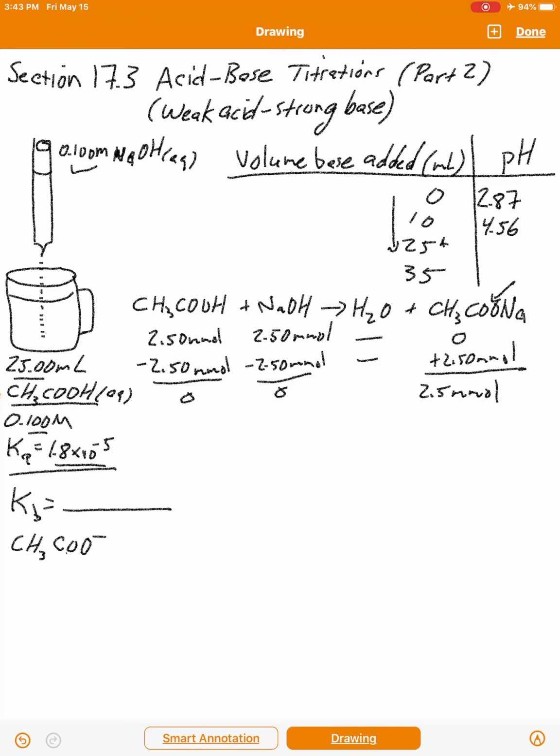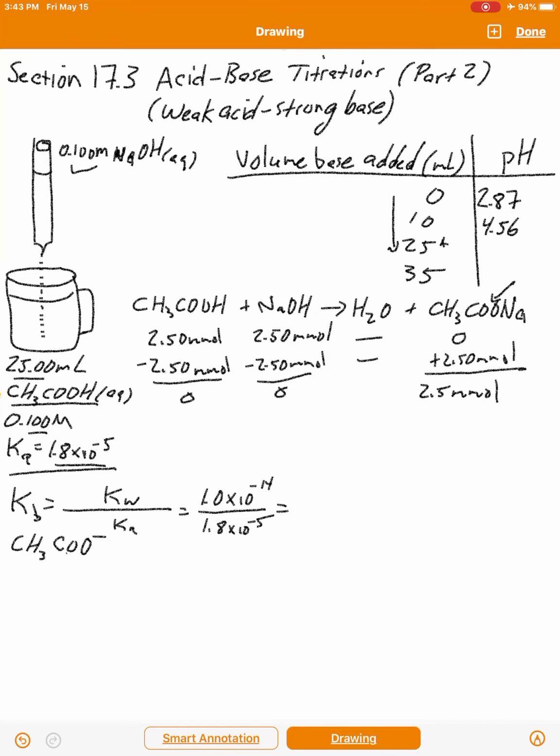Well, the Kb is Kw over Ka. So that would be 1.0 times 10 to the minus 14 divided by 1.8 times 10 to the minus 5.